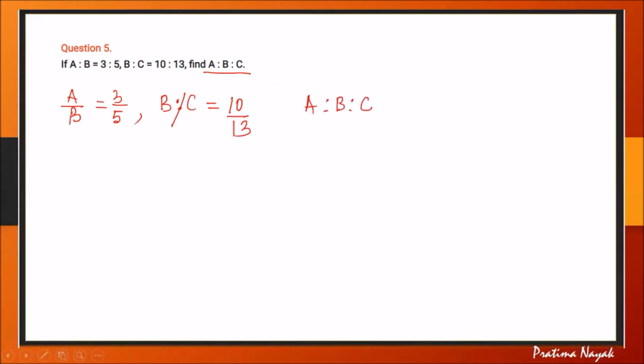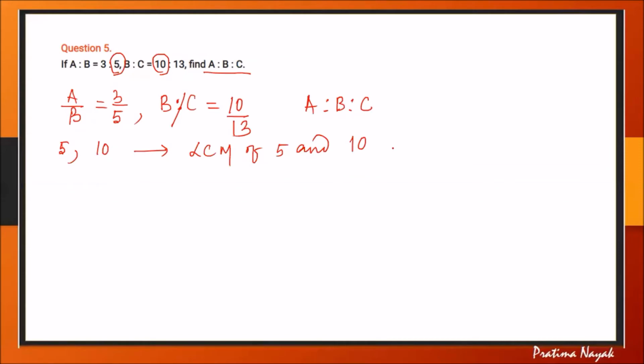I'll write the procedure, how to do it. Then I'll go for a shortcut method to find how people do it in the examination when time constraint is there. So what you do, you see what is B. B is 5 here and B value is 10 here. So we will make 5 and 10 the same, equivalent. How to make 5 and 10 equivalent? You take the LCM of it. LCM of 5 and 10 is 10.